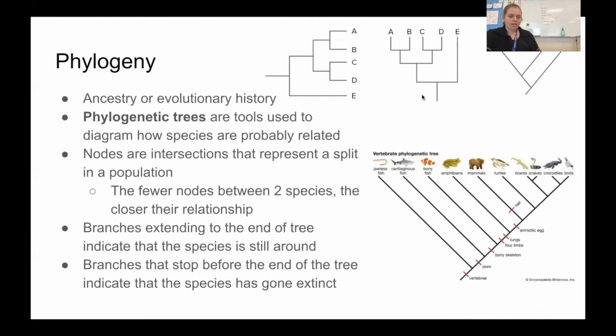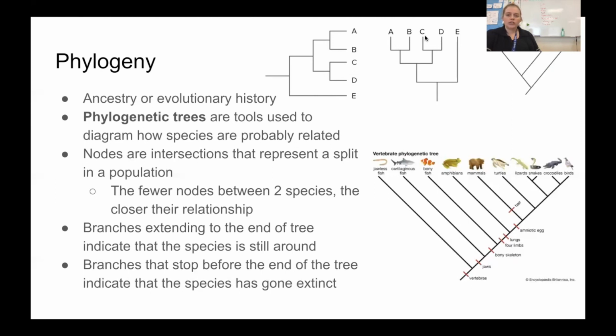Okay. So I think that pretty much covers everything for our biology basics. Just a couple of things to test your knowledge here. Which organism is most closely related to C, do you think? Hopefully you're looking at this tree and thinking D, because there are fewer intersections between C and D than any other species on this phylogenetic tree.